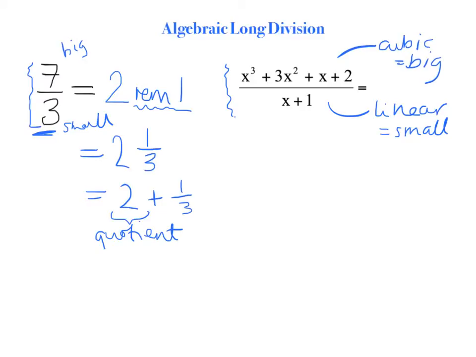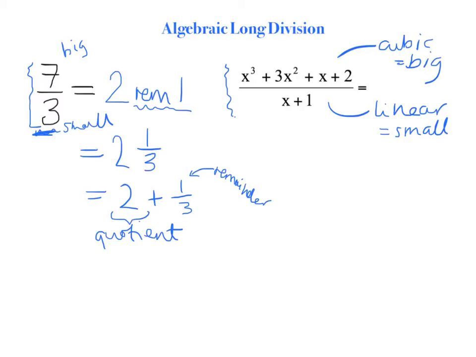So how many 3's are there in 7? Well, there are 2, and then this bit on top of the 3 is the remainder. So we've got quotient plus remainder over whatever was on the bottom before. We could write this in another way, which would give us numbers rather than fractions, which would help us see what's going on.